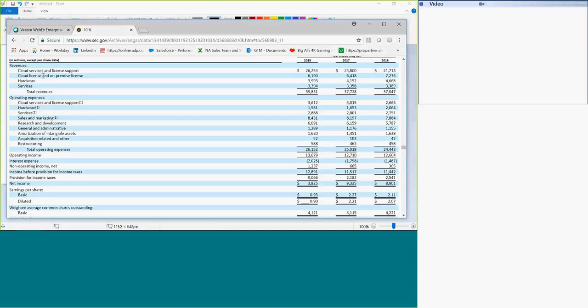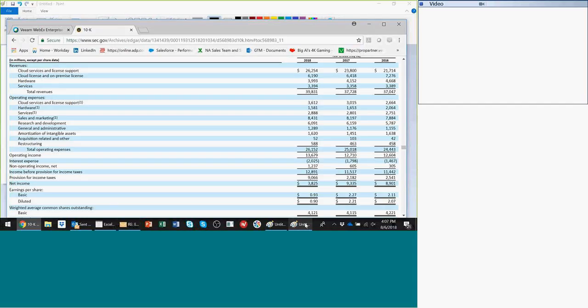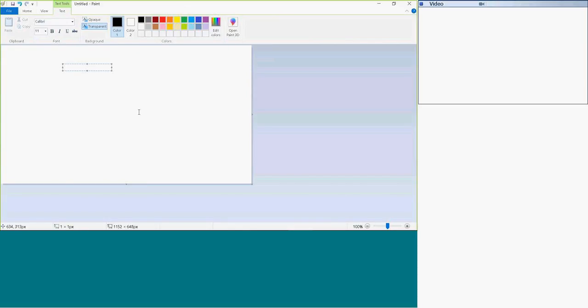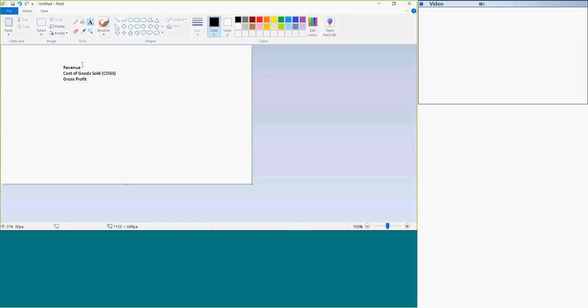If this was TJ Maxx or Whole Foods, you would expect, before we get to the operating expenses, revenue, cost of goods sold, or COGS, gross profit. Now what does that mean? Companies differentiate between direct and indirect expenses. For software, there really isn't a direct expense.